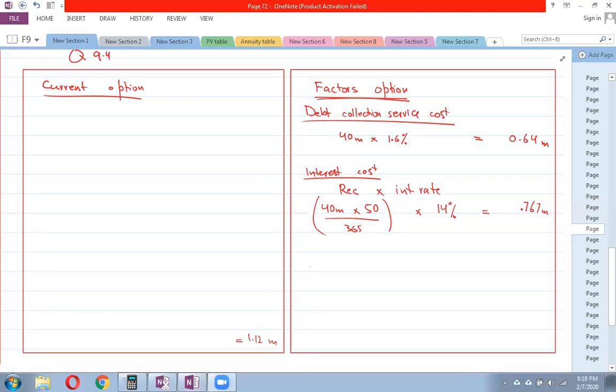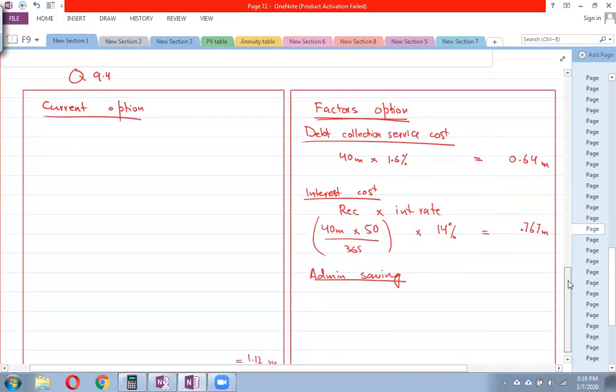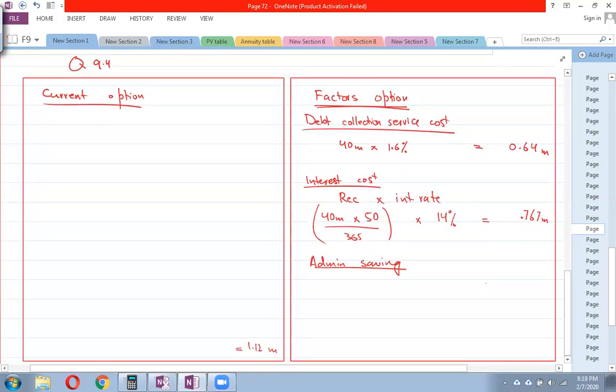Yes, there is one more, but this time it's not a cost. You have debt collection cost, interest cost, but then you have admin saving. If you take the factoring facility, you'll get admin savings, which was 175,000, if I'm not wrong. Now, if it is 175,000, in millions it will be 0.175, right? Now, if all the costs are without the bracket, then we can write the savings in the bracket. So how much will be our net cost?